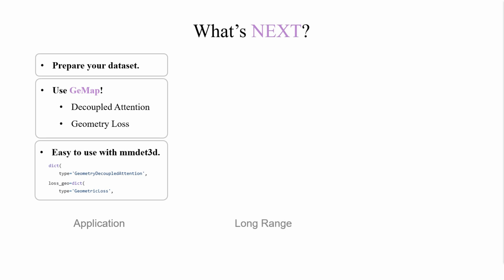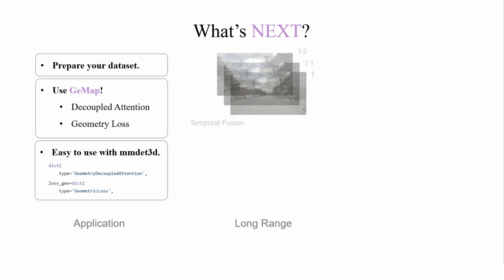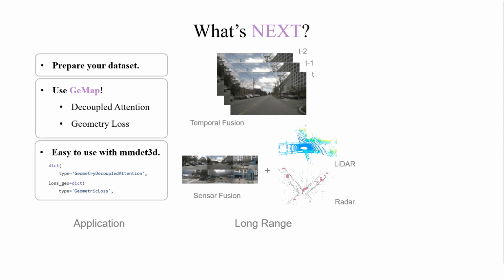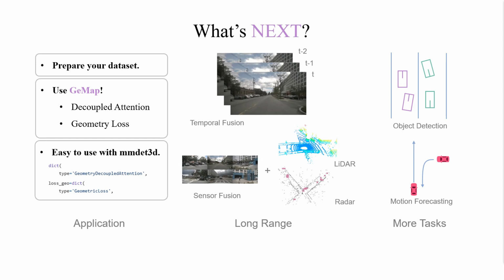Second, to enable the model with longer-range perception capabilities, considering temporal fusion and multisensor fusion based on GeMap is also a valuable direction. Finally, geometry properties are actually widespread in autonomous driving tasks. For example, vehicles in the same lane often have similar orientations. Therefore, the idea of GeMap might also be transferable to other fields such as object detection and motion prediction.